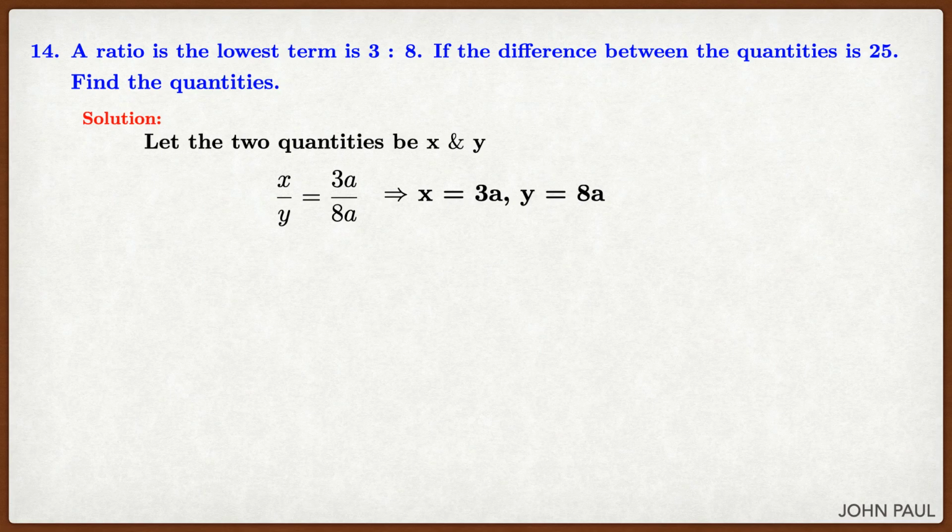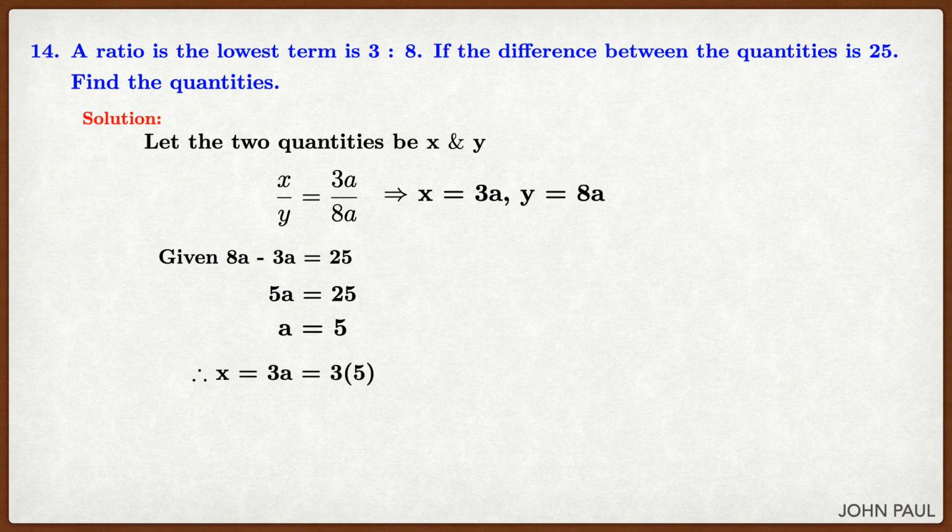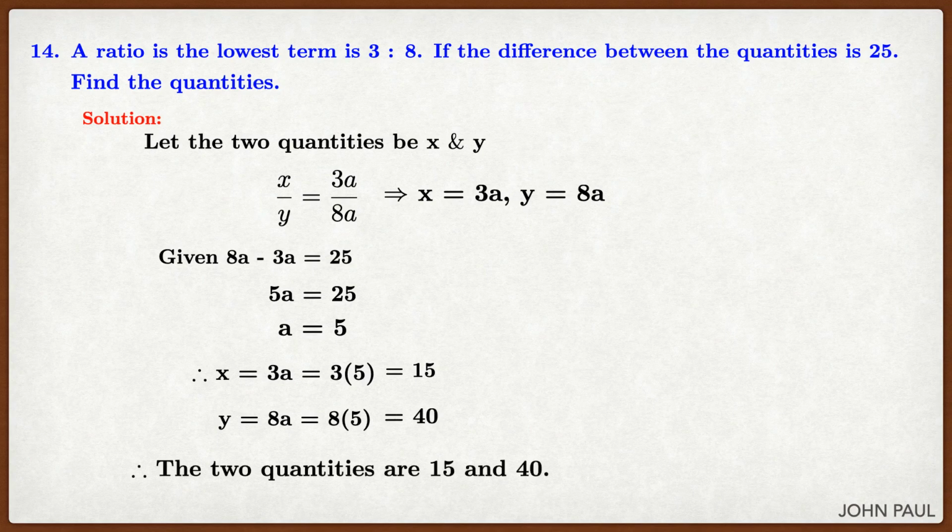In the question they have given that the difference is 25. Therefore, 8a minus 3a equal to 25. Simplifying this, 5a equal to 25. Take the 5 to the right hand side, it will divide. A equal to 5. We already have x equal to 3a. Instead of a, substitute 5. Therefore, x equal to 15. Y equal to 8a. Replacing a by 5, we get 40. Therefore, the two quantities are 15 and 40.